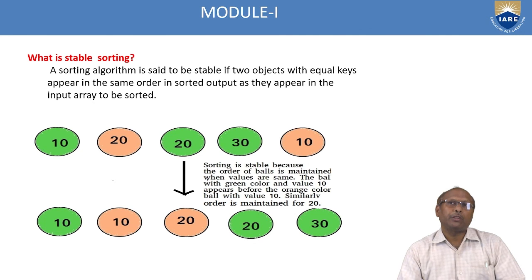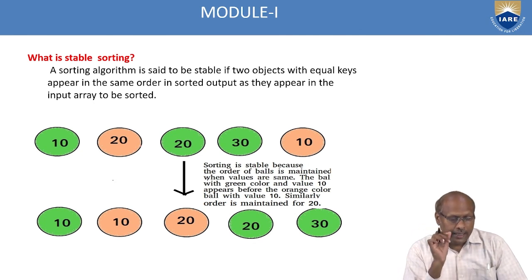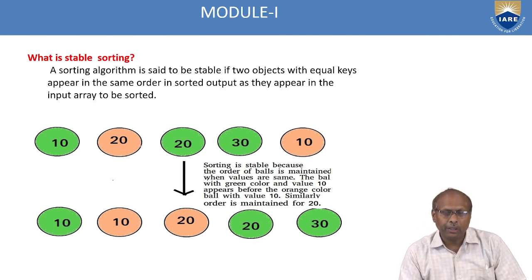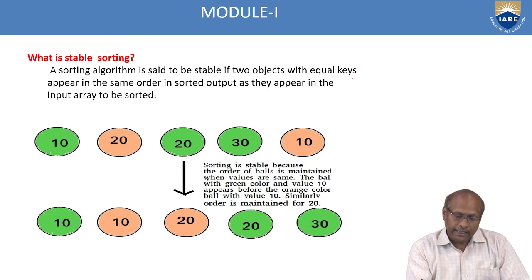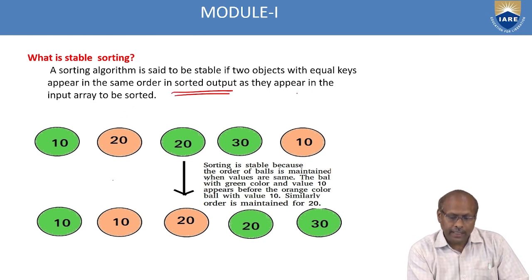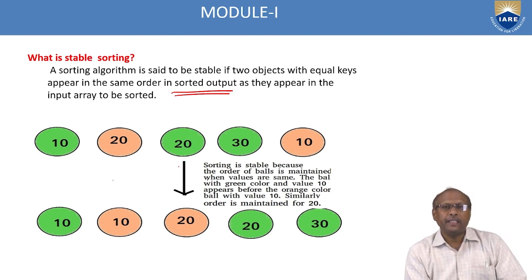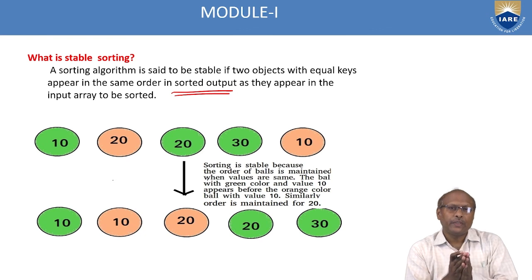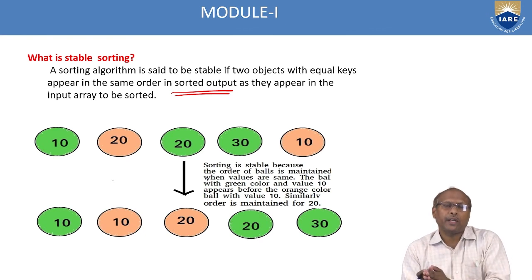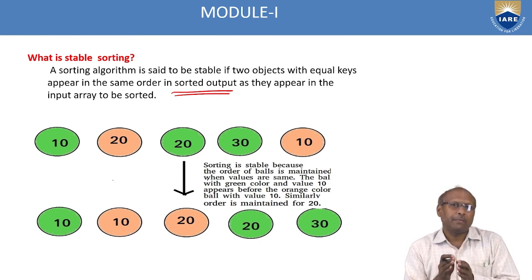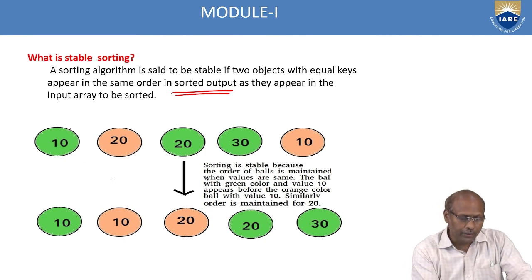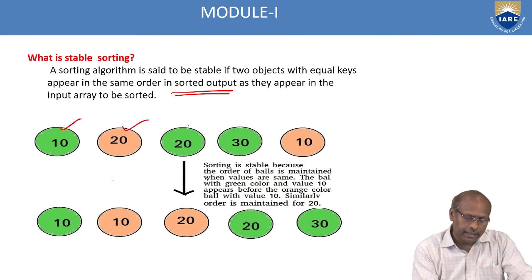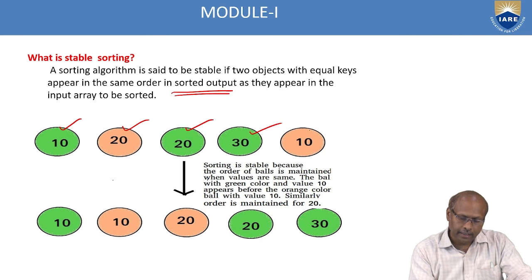Similarly, there is something called stable sorting. Stable sorting means what? A sorting algorithm is said to be stable if two objects with equal keys appear in the same order in the sorted output. Then that type of sorting is called stable sorting. That means the way you are giving the input, in the same way the output should come if the two keys are same. For example, here, observe here 10, 20, 20, 30, 10.